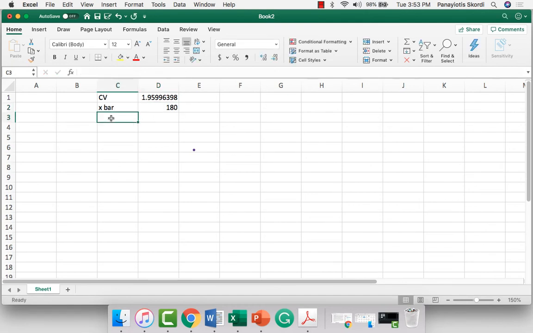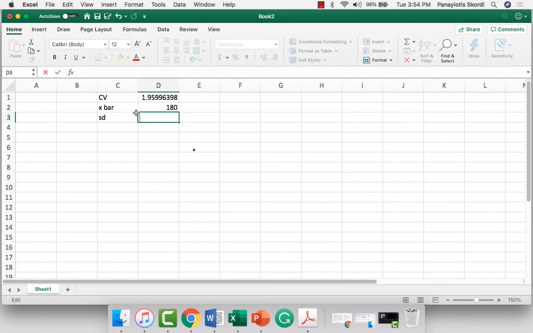And what else do we need? We've got x bar plus or minus z of alpha over 2 times the standard deviation. So I'll just put standard deviation in there, and that's going to be 20.